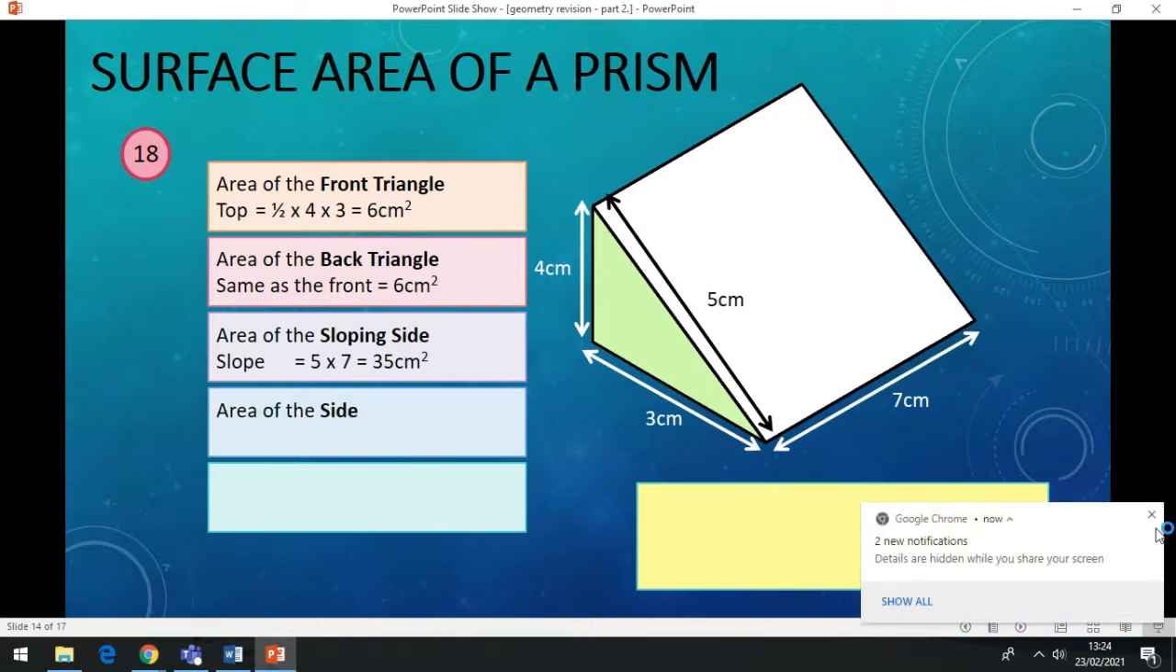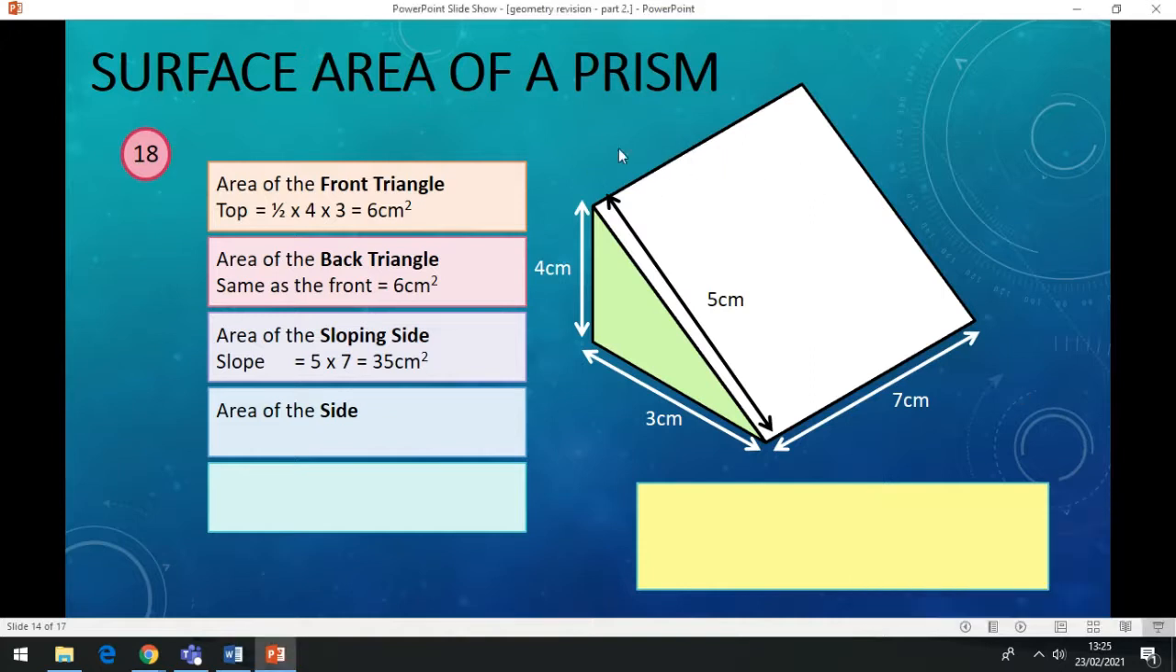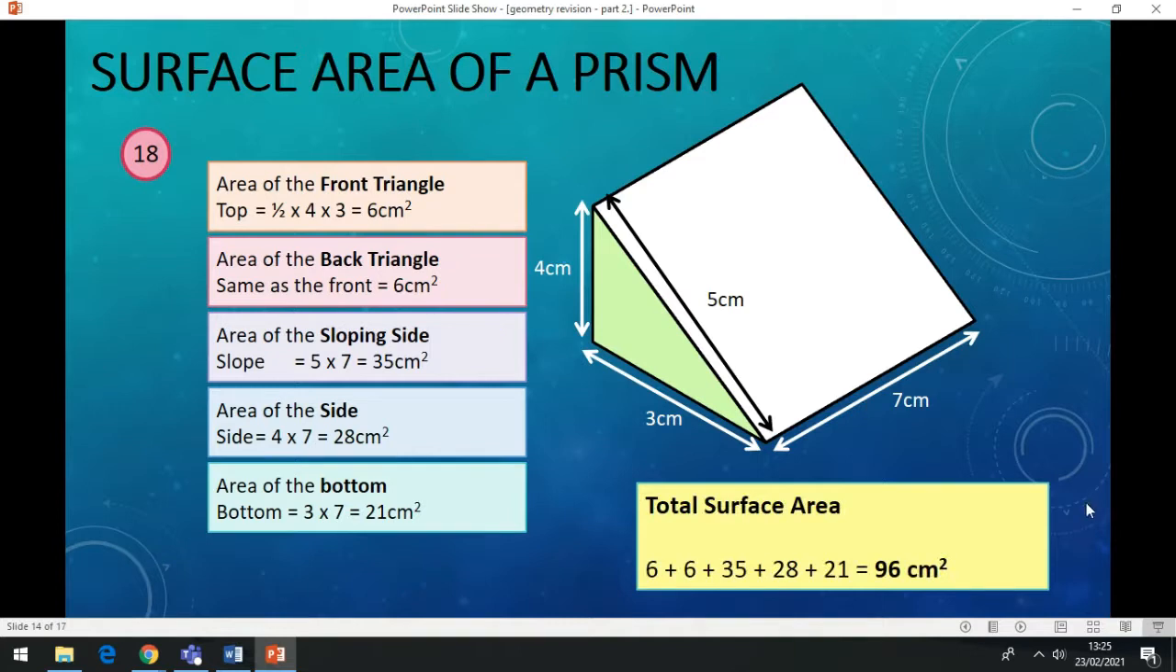Area of the side, so the side is, if you imagine, at the back of here, and that would be 7 centimetres this way, 4 centimetres this way, so 7 by 4, 28 centimetres squared. And finally, the area of the bottom. The bottom is 3 by 7, if you imagine that shape at the bottom, would be 21 centimetres squared. Add it all together and we get a grand total of 96 centimetres squared. Super.